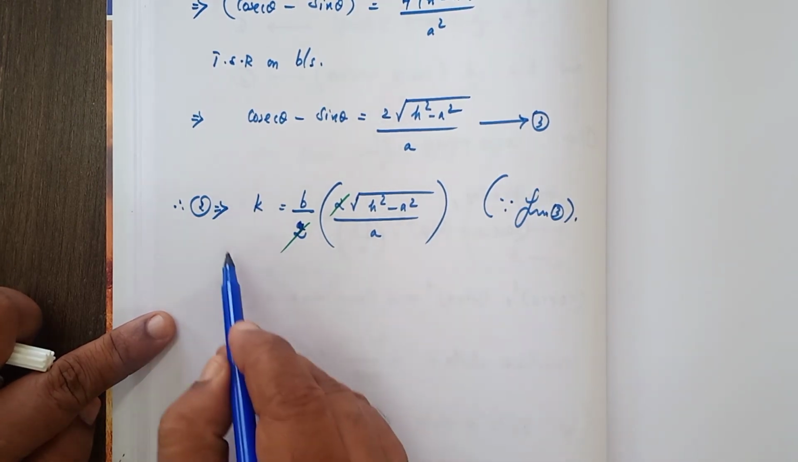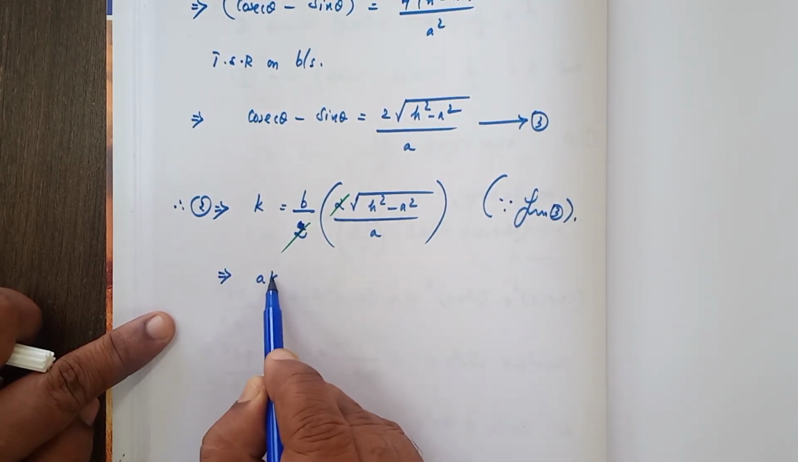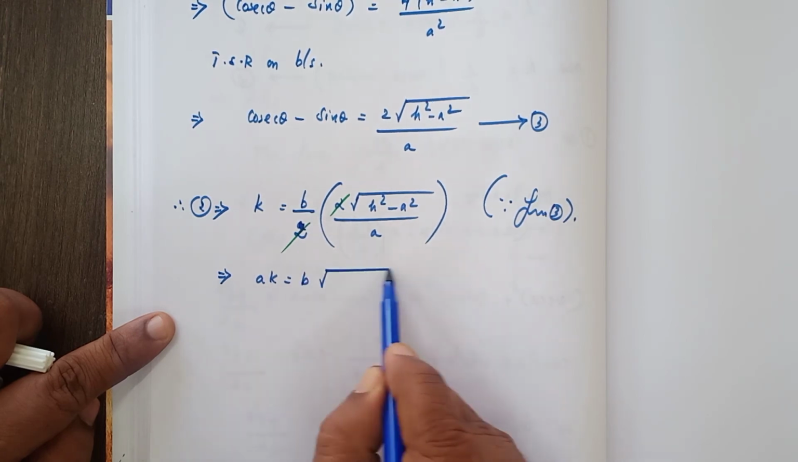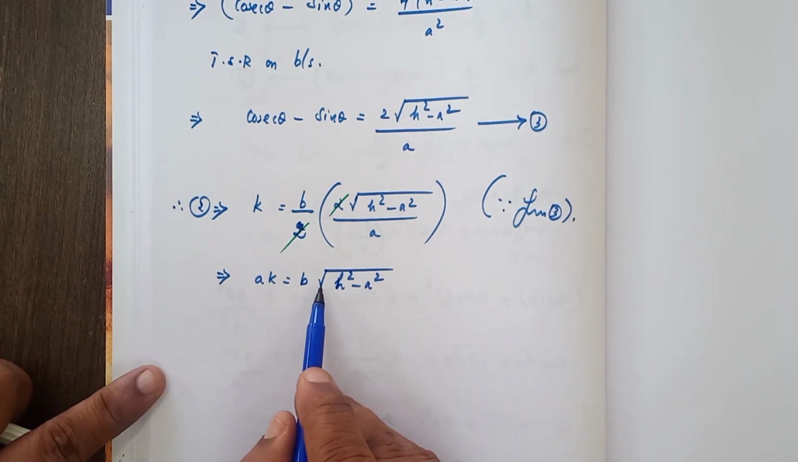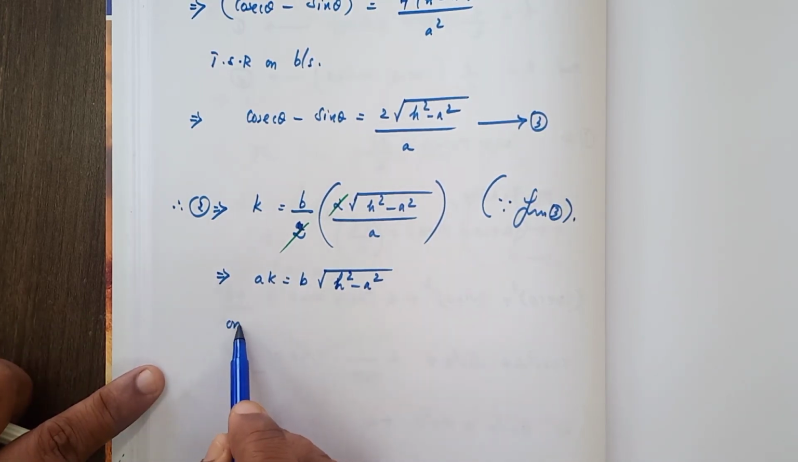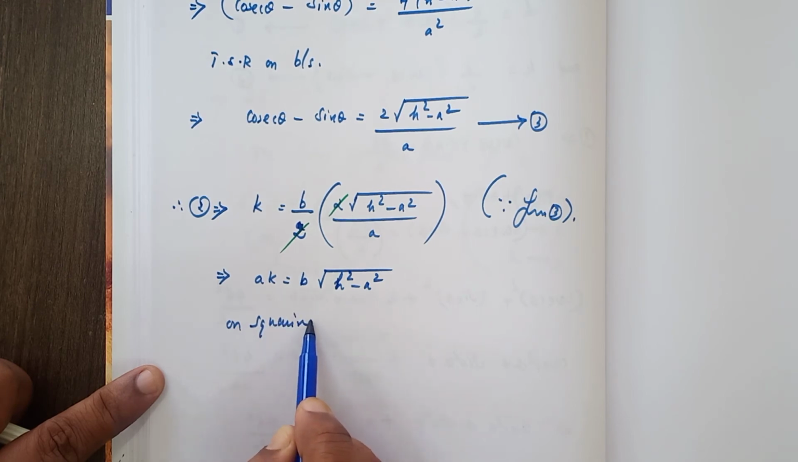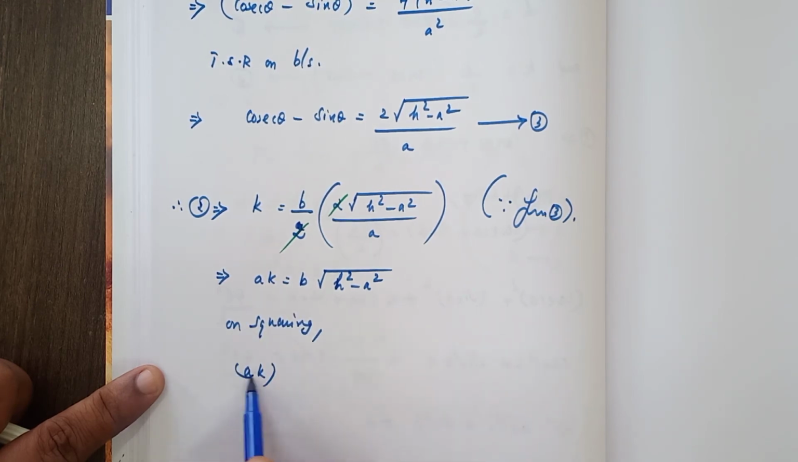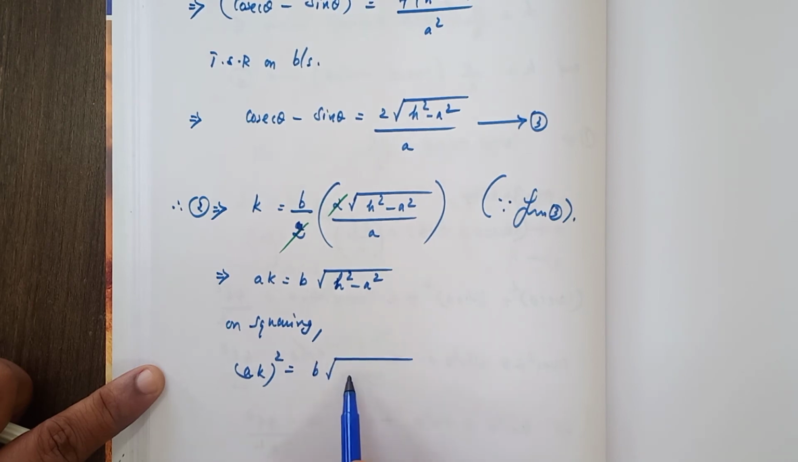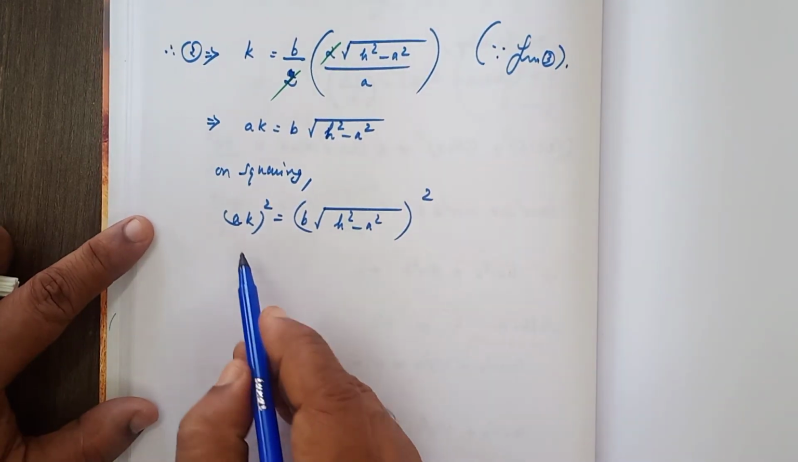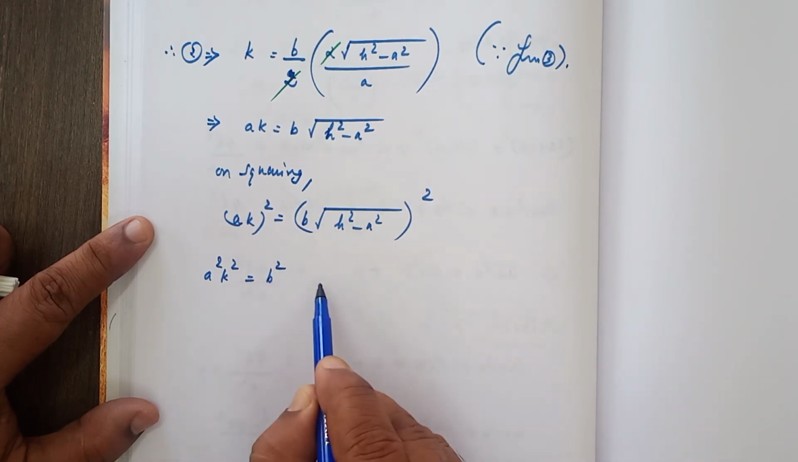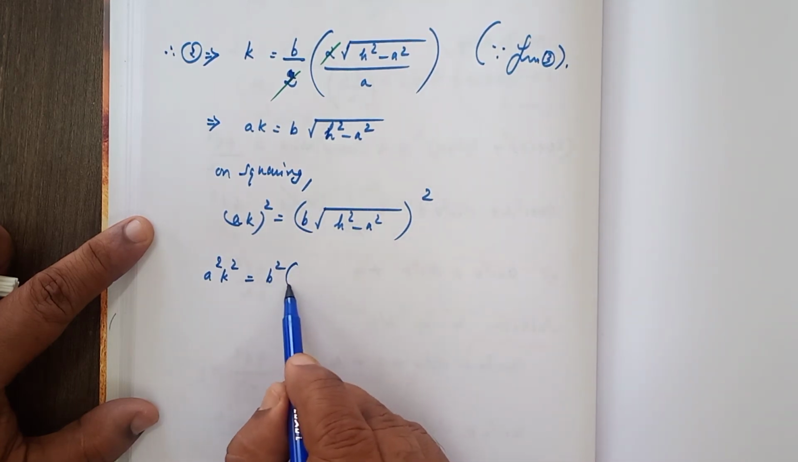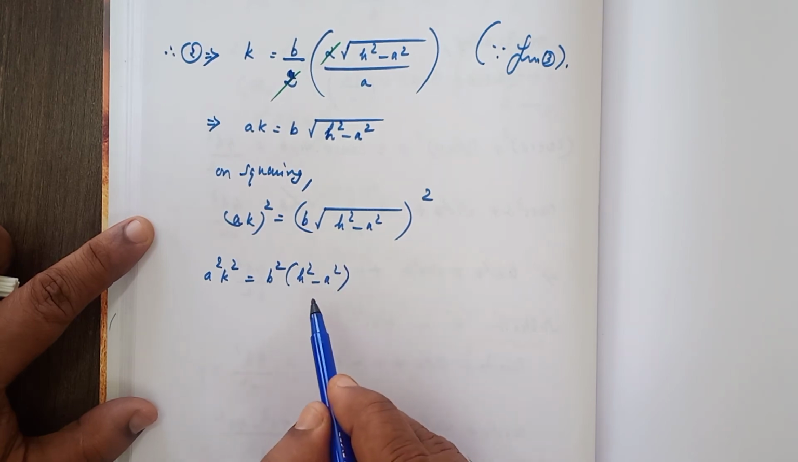So we have a, just cross multiply, a into k, that is ak, equals b into root of h square minus a square. Now we have to eliminate the square root. For that you have to square on both sides. On squaring, that means ak the whole square, b into root of h square minus a square the whole square. So ak the whole square is a square k square. While squaring, b becomes b square, and square and square root get cancelled, you will be getting h square minus a square.